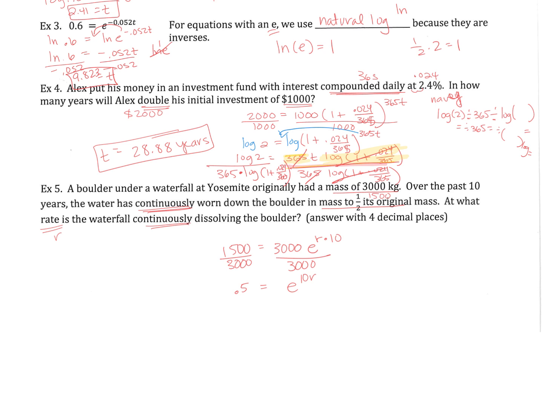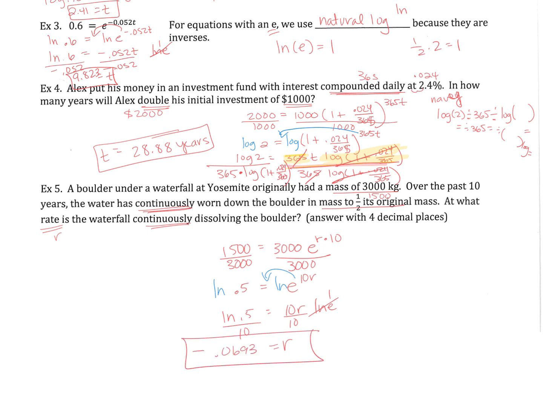So now since I have an e, this is where I'm going to use my natural log of both sides. By doing that, I get to drop the 10r down in front. So I get natural log of 0.5 equals 10r times natural log of e, which is canceling to 1. We're going to divide both sides by 10. Hopefully you don't have any issues putting that into your calculator. And when you do that, I get negative 0.0693.